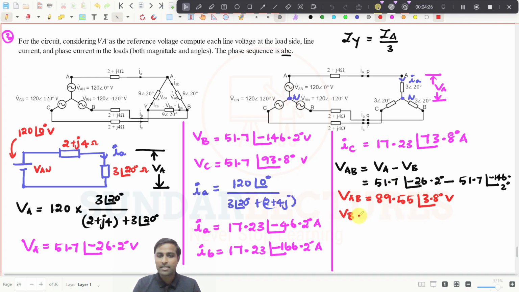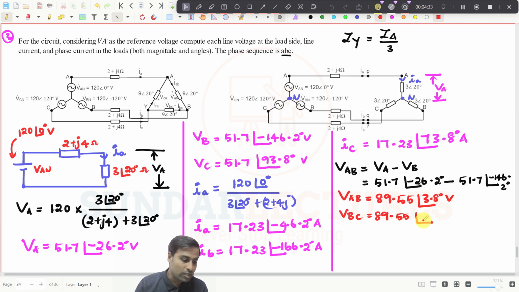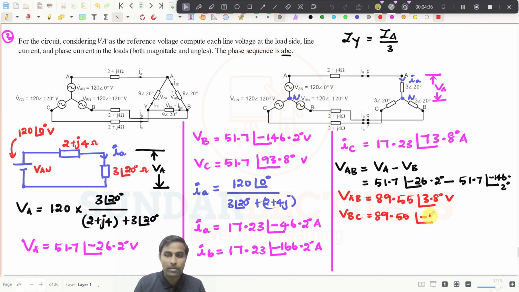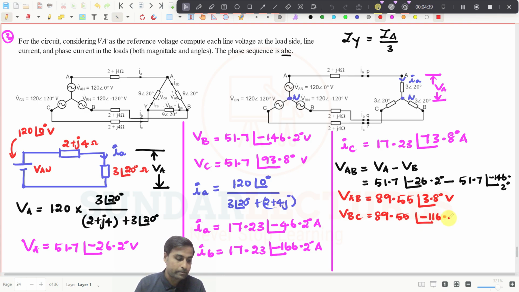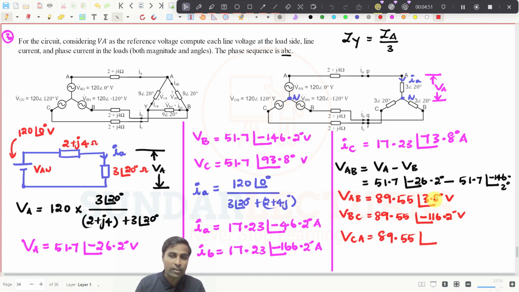So anyhow, I have just found it like this. And then VBC, the same magnitude, 89.55. From here, it is minus 120 degree. So if I put minus 120 degree, it will be minus 116.2 degree volt. And then if I go for VCA, because this is ABC sequence, the magnitude will be the same, 89.55. From here on, it will be plus 120 degree. If I put plus 120 degree, it is 123.8 degree volt.